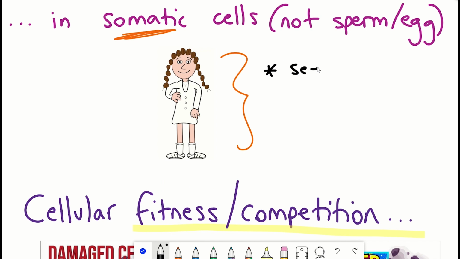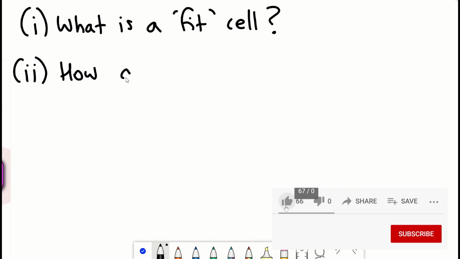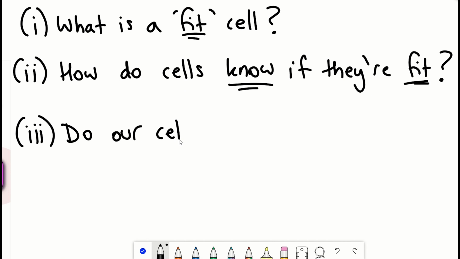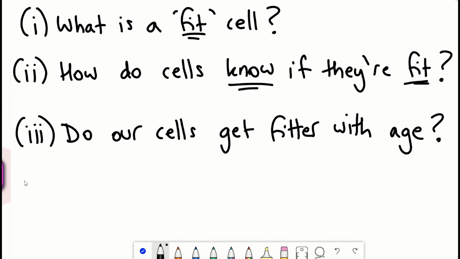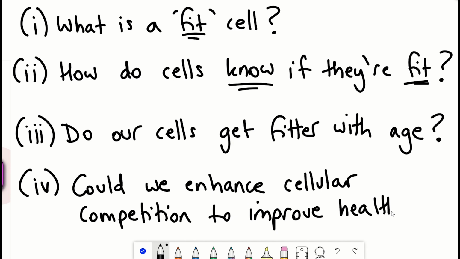Well, from a naive yet logical perspective, cellular competition seems an advantageous process for an individual to have, and for which we now also have evidence that it does occur. But it does raise many questions. What is a fit cell? What makes a cell fit? And what causes differences in the fitness of a cell? How do cells know if they're fit relative to their neighbours? What are the mechanisms used? Why do we age if cells are getting fitter? Or does that mean they don't get fitter? Could we enhance cellular competition to increase health span or lifespan? Well, lucky for you, we will now address each of these questions in turn.